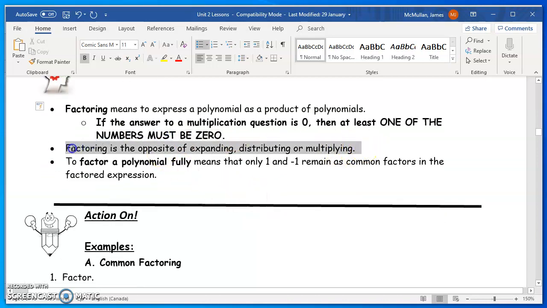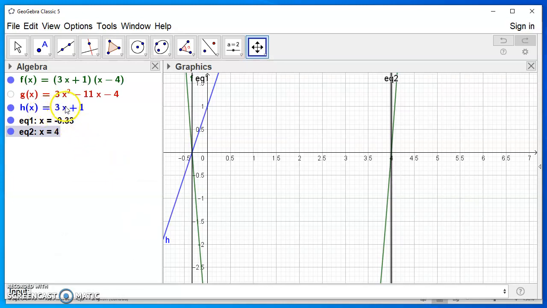This is also an excellent definition. It is the opposite of expanding. Expanding, yesterday we talked about getting rid of brackets. Factoring is about creating brackets. It's about getting rid of all the addition and subtraction that is outside of a bracket. So if you look back at my factored form here, let's just get rid of some of these things.